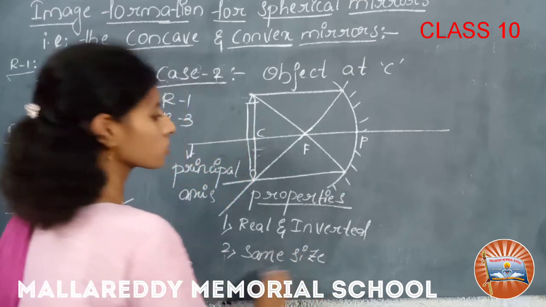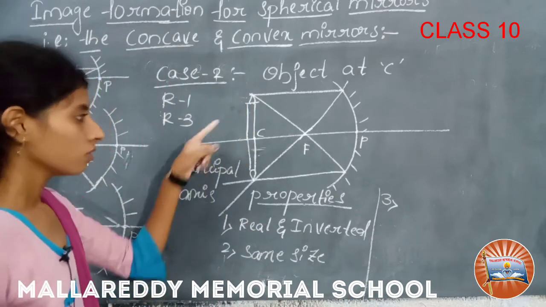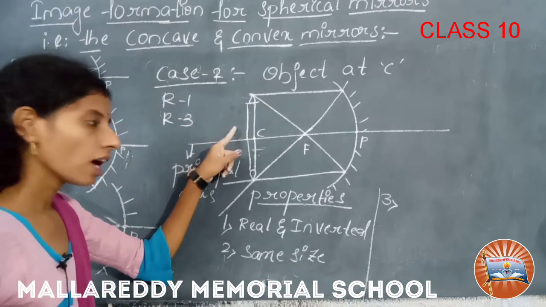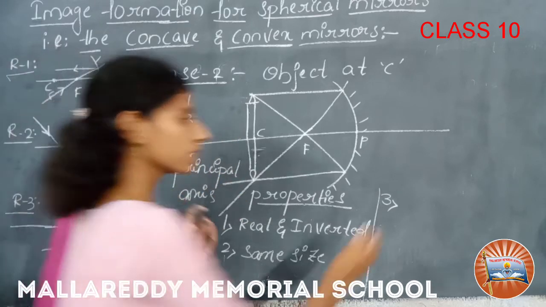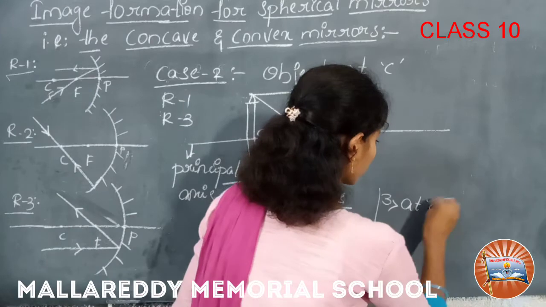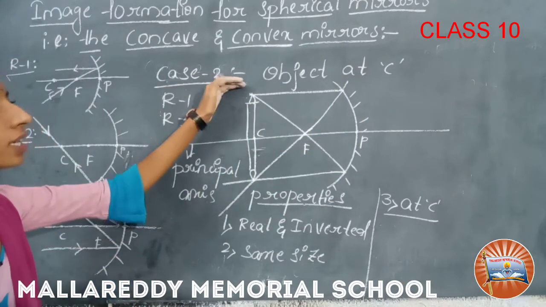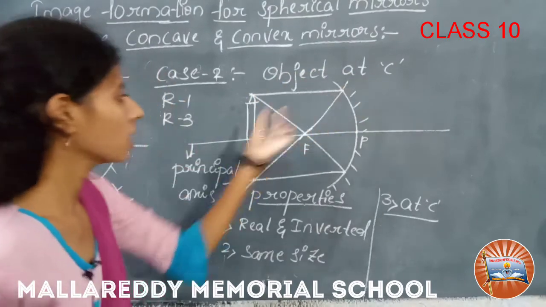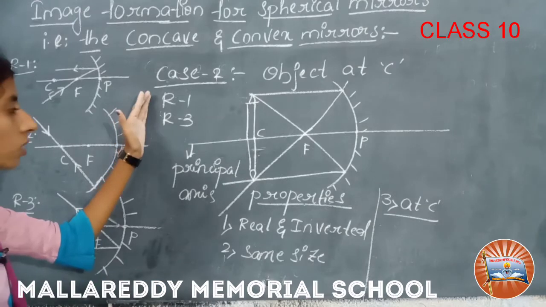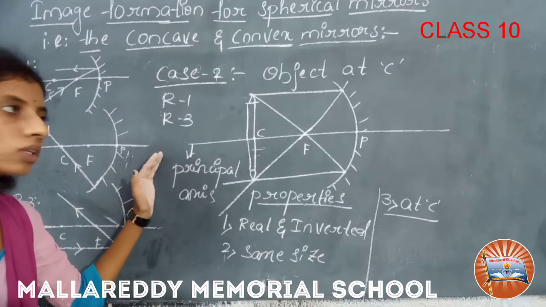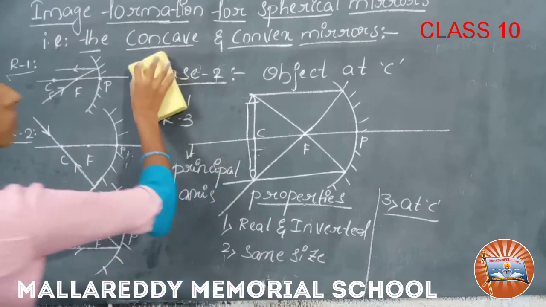And here what is the position of the image? We are taking the object at C and the position of the image is also at C only, right? So these are the properties when we keep the object at point C, that means the center of curvature. So here we are following rule 1 and rule 3. Okay. So I want to rub this out for the next case.